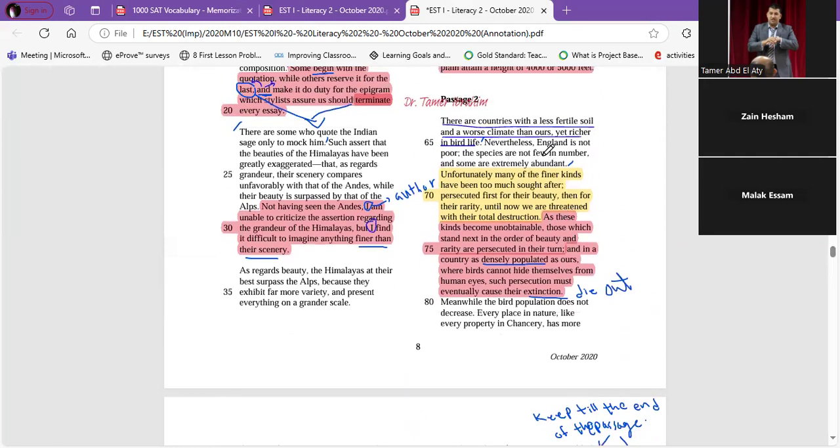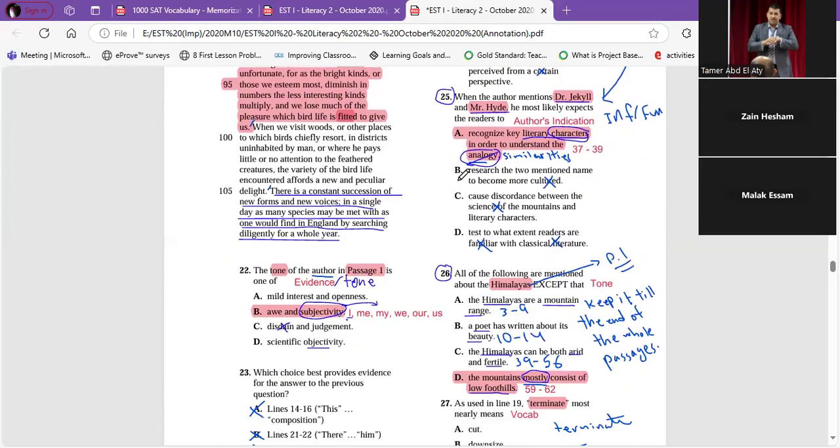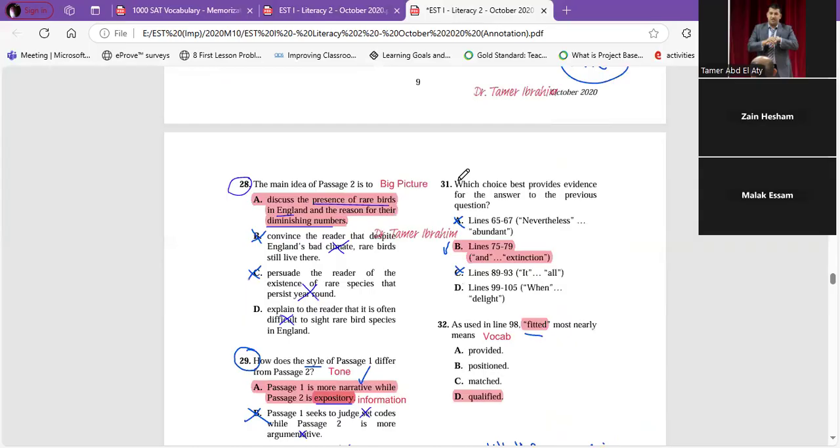Nevertheless, wait, nevertheless is a contradiction. So we have to take a sense before. Okay. There are countries with a less fertile soil and a worse climate than ours, yet richer in bird life. Nevertheless, England is not poor, the species are not few in number, and some are extremely abundant. He doesn't talk about human population and its effect on bird life. Cancel it. What comes after?